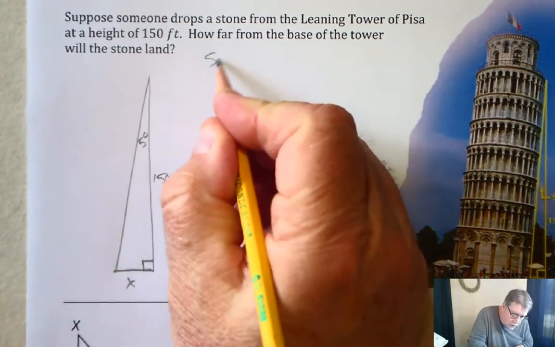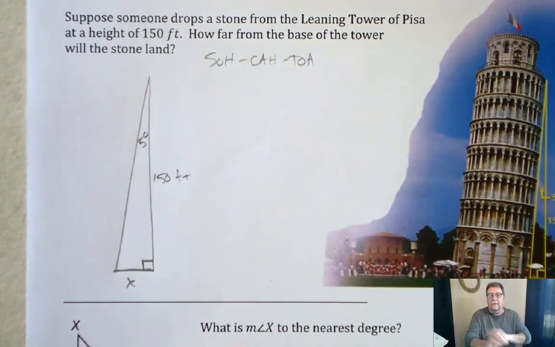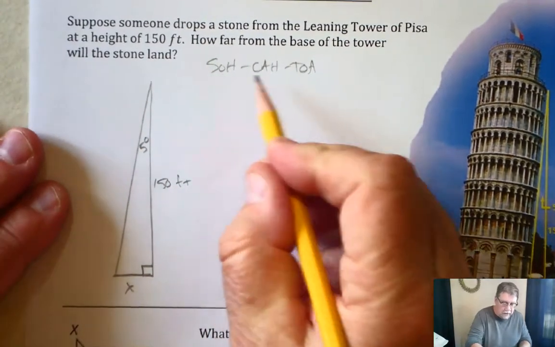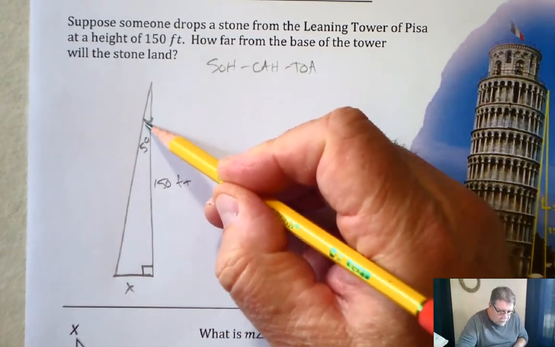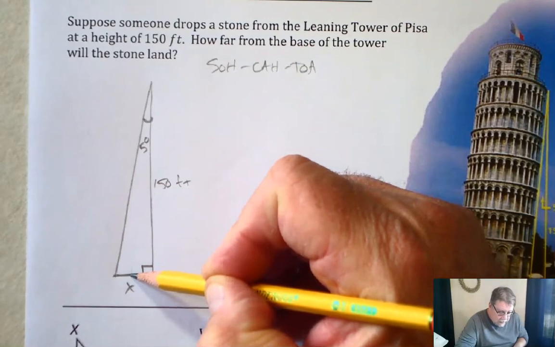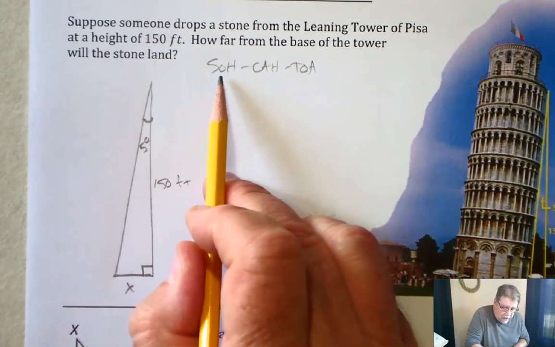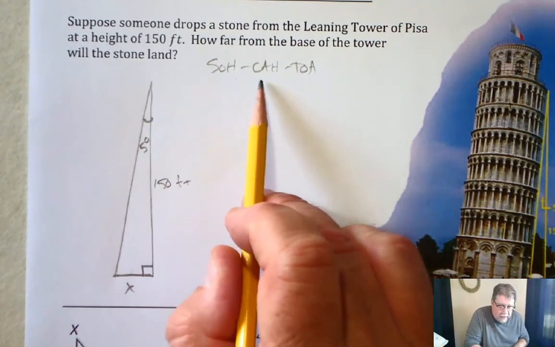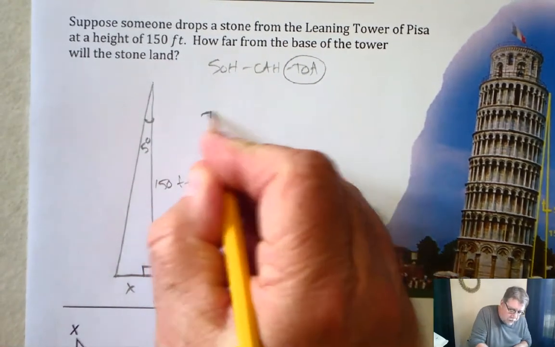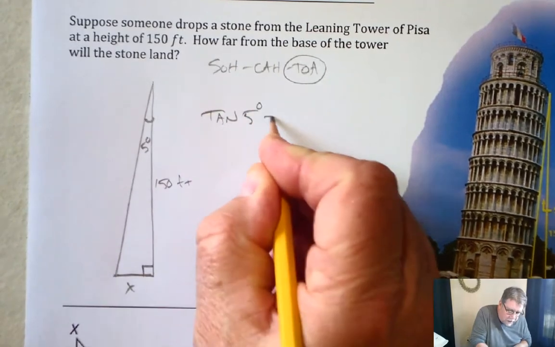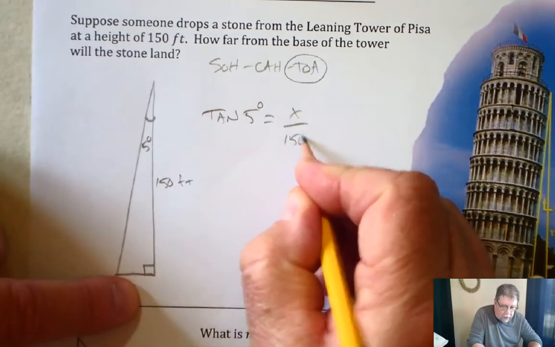So I'm going to use SOHCAHTOA. We jot it down. And I've got to figure out which function to use. Do I use sine, cosine, or tangent? Well, the angle I'm interested in is right here. So the angle, that's the opposite side, and this is the adjacent side. So I look up here and I find the function that uses the opposite side and the adjacent side, and I see that it's right there. T stands for tangent, so I know that the tangent of 5 degrees will equal the opposite side, x, over the adjacent side, which is 150.